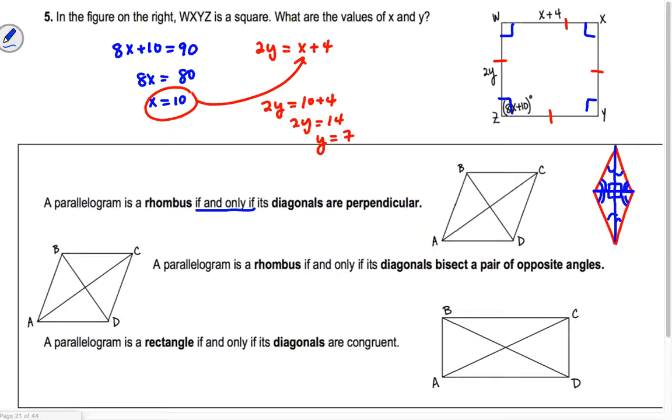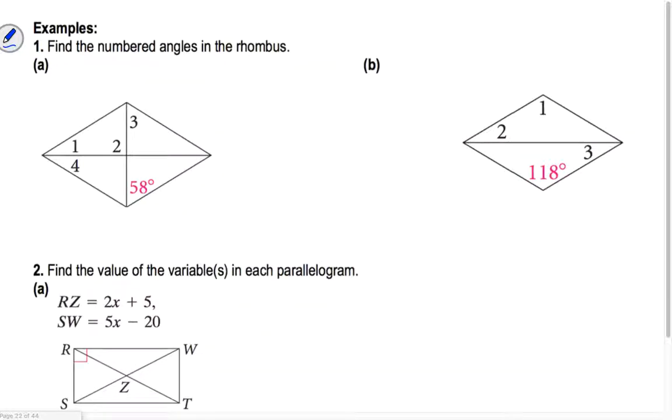And then a parallelogram is a rectangle if and only if its diagonals are congruent. So I kind of explained that to you already. So if the diagonals are congruent to each other. Okay, so we got those three properties. Think you guys can memorize those?